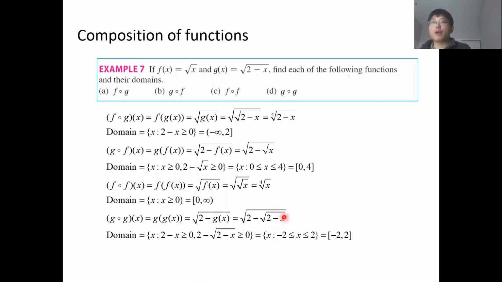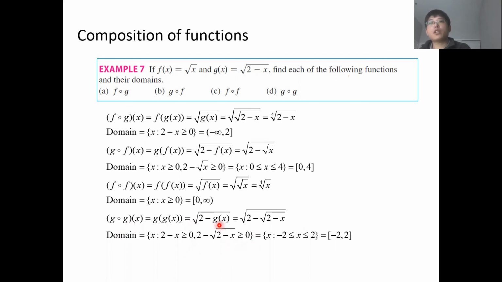But also, you need to make sure that whatever is inside this square root has to be greater than or equal to 0. So these are the two requirements: 2 minus x has to be greater than or equal to 0, and 2 minus root of 2 minus x has to be greater than or equal to 0.